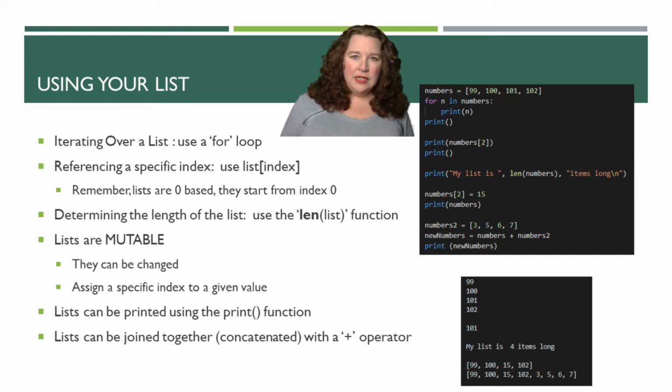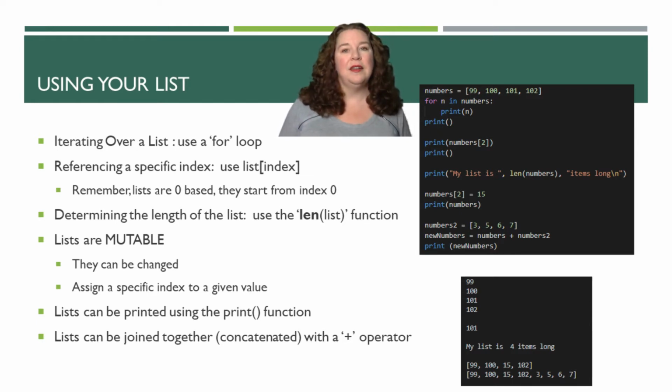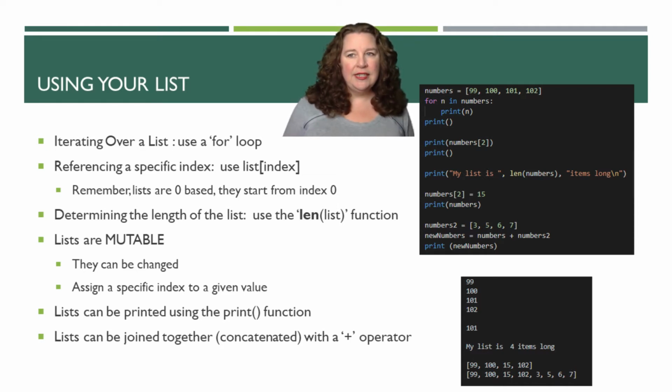You can reference an individual index in your list. So if I wanted to get the second item in my list, I could say list and then put in a 2 for the index in between brackets, and that will reference the second value in a list. It's really important to remember lists are 0 based, which means our index 0 is our first item. Our index 1 is actually our second item. Our index 2 is our third item. So referencing the index of your list, remember that it's starting from 0.